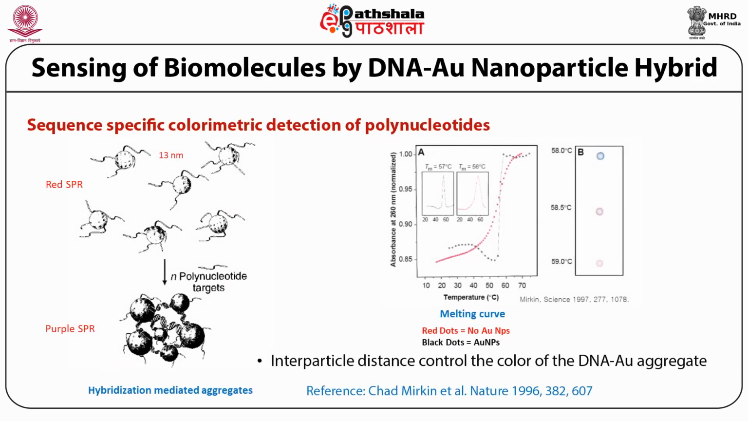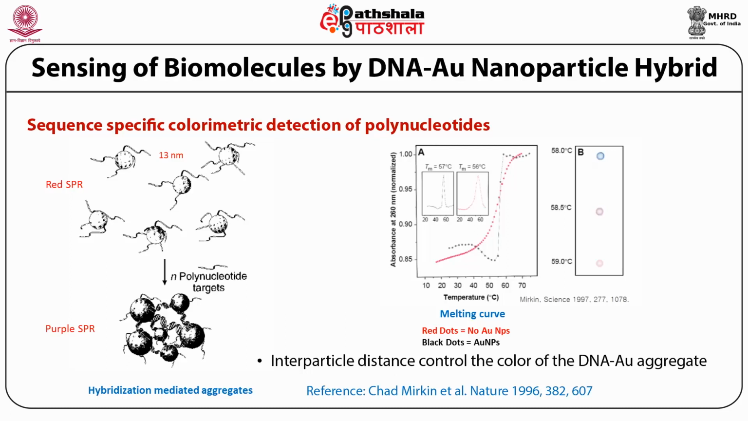So the unique property of this SPR, surface plasmon resonance, to change while assembling nanoparticles can actually be useful in sensing different biomolecules. Here you can see when these nanoparticles are staying independently, it shows red SPR, but as soon as they come together, they show purple SPR. And this is also visualized by the melting study.